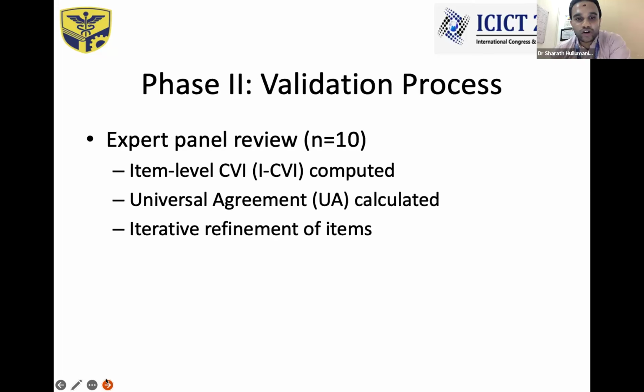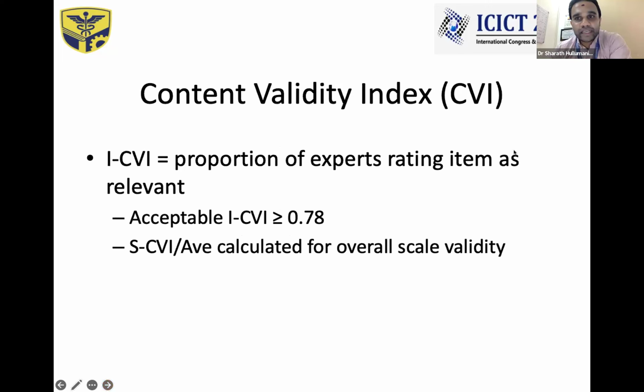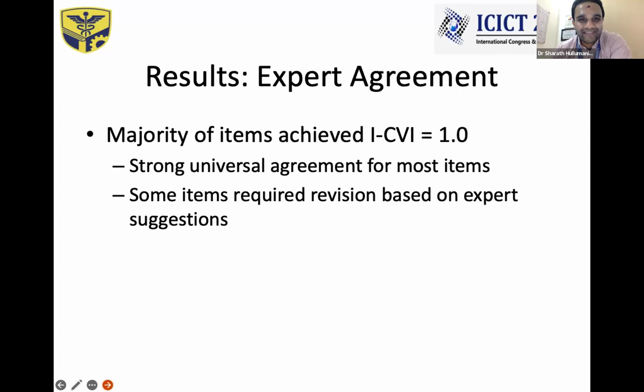Coming to phase two, as already mentioned, we do exactly the same. Here also we calculate the CVI, and along with it the I-CVI, that is the proportion of experts rating the item as relevant. So the I-CVI and S-CVI will be calculated accordingly. The acceptable I-CVI should be greater than or equal to 0.78. Only then will we consider this model good and appropriate, once it reaches 0.78 or more.